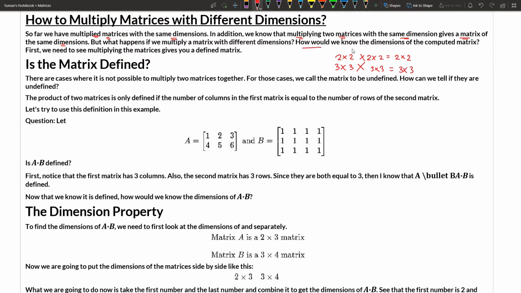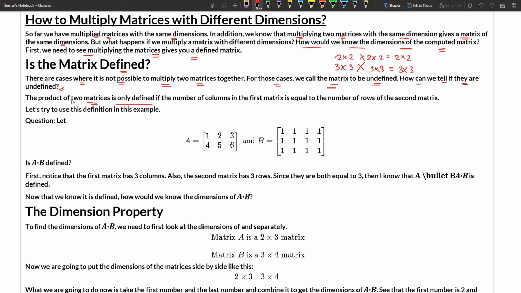So how would we know the dimensions of the computed matrix? First we need to see whether multiplying the matrices gives you a defined matrix. Is the matrix product defined? That means, is the matrix multiplication possible or not? There are cases where it is not possible to multiply two matrices together. For those cases, we call the product undefined. So how can we tell if they are undefined?